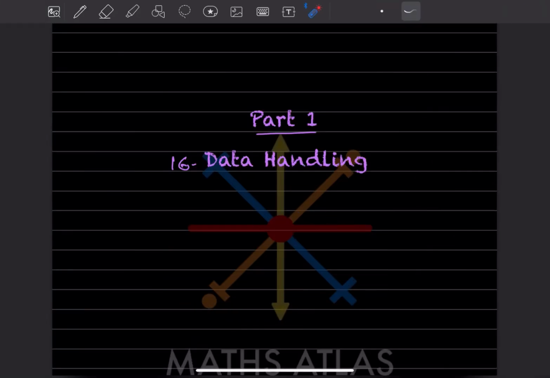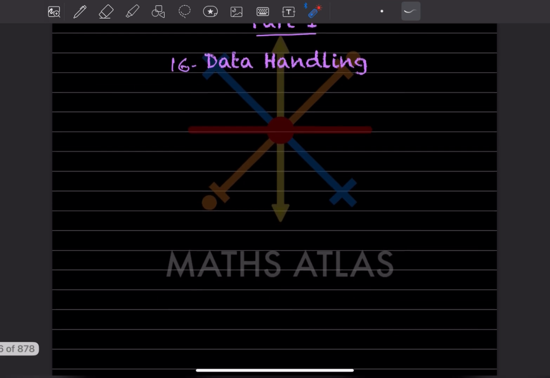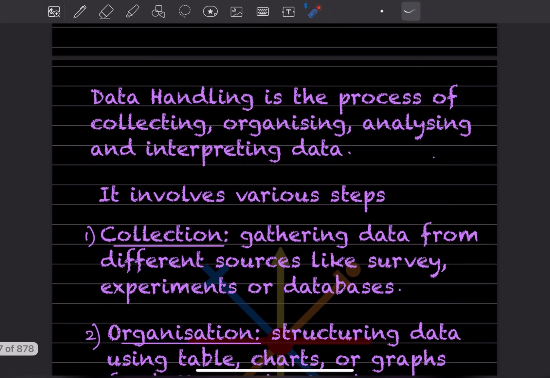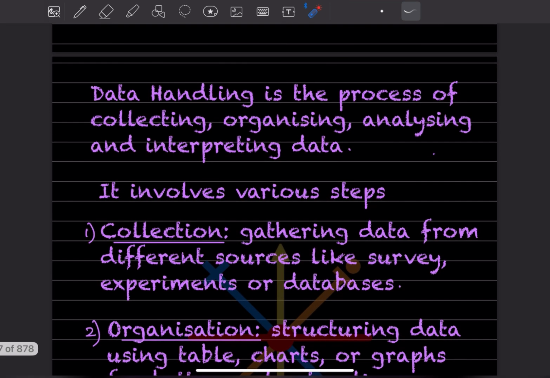So today we are going to start a new topic that is called data handling. That will be part 1 of it. Now let us see what is data handling. Data handling is a process of collecting, organizing, analyzing and interpreting data.